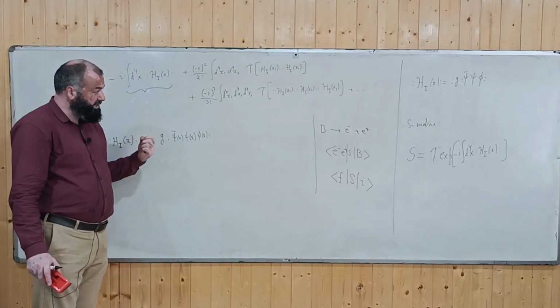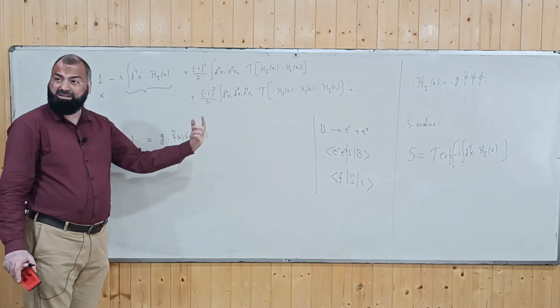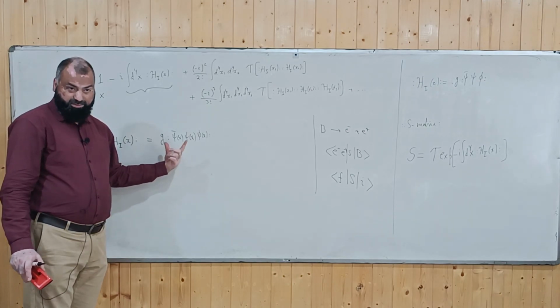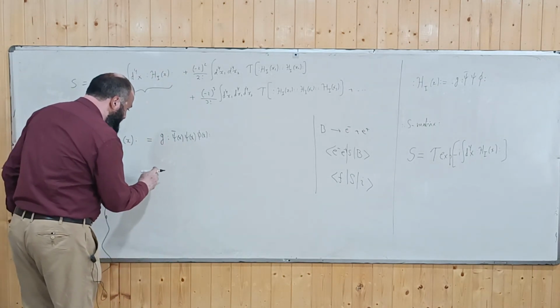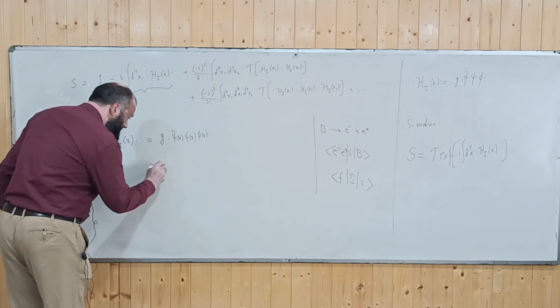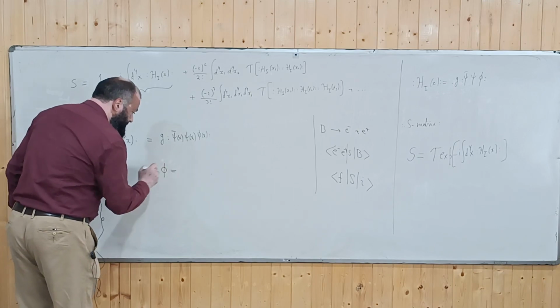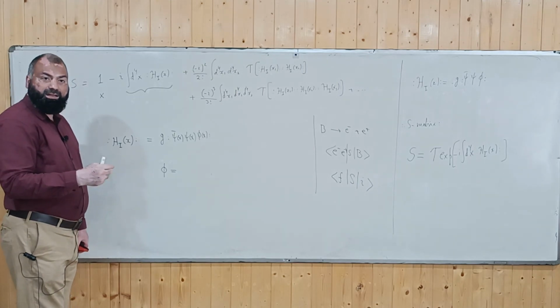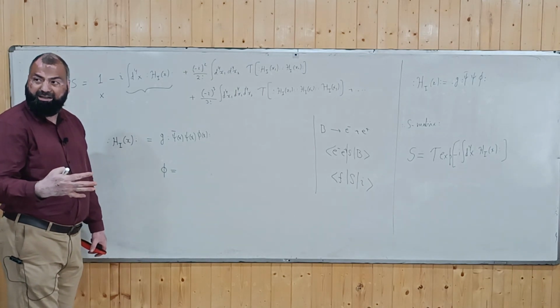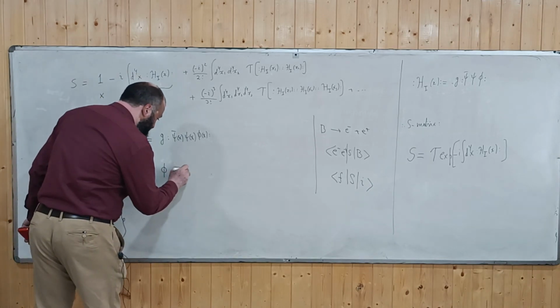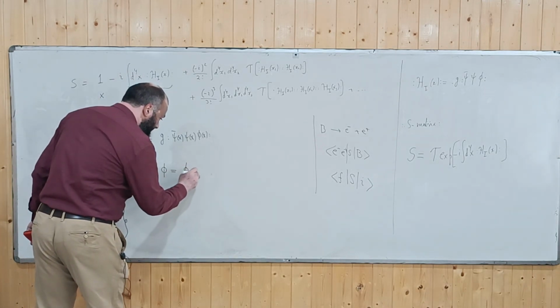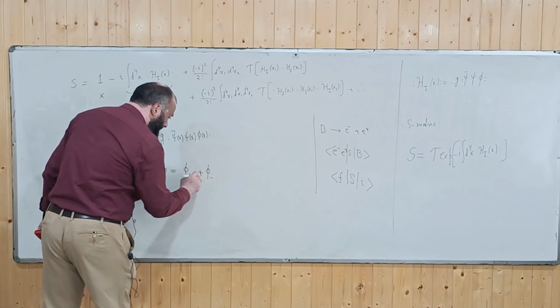Clear? Okay, so I need to construct that kind of process from these fields. So what I will do? For that matter, let me first decompose this phi into two types of fields. One part will represent the annihilation of the particle and another part will represent the creation of the particle. So let me decompose it as phi plus and phi minus.